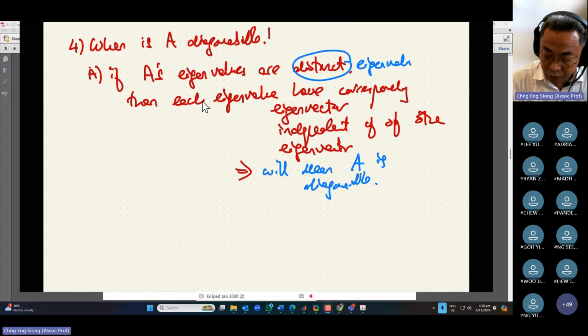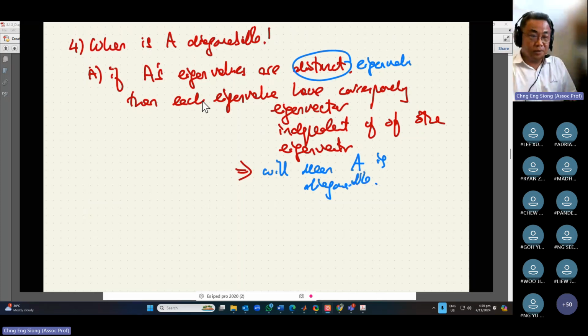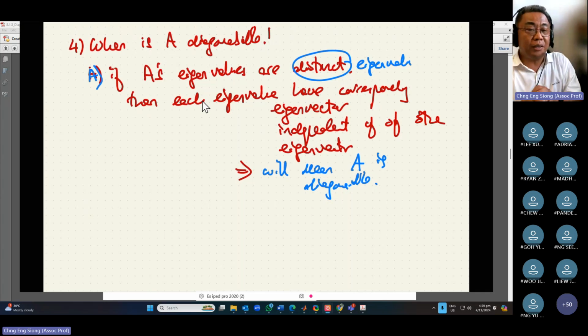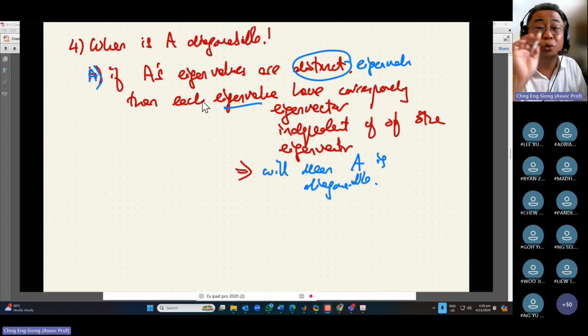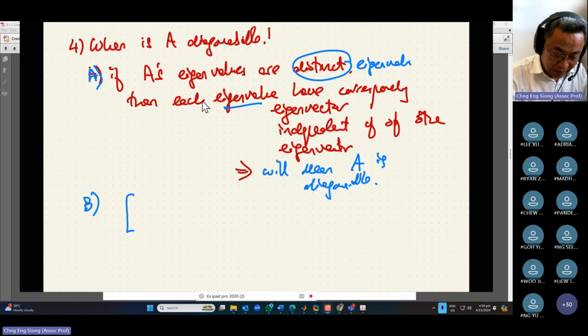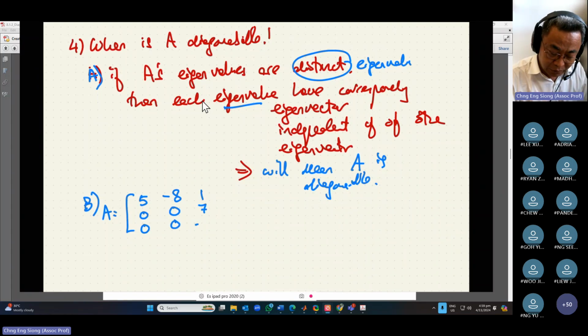Okay, I don't prove it. The proof is in the lecture notes. So every time you have the characteristic equation and all the eigenvalues are distinct, meaning there's no repeated one, then this matrix is diagonalizable. So now I give you an example. A is equal to 5, 0, 0, minus 8, 0, 0, 17, minus 2.